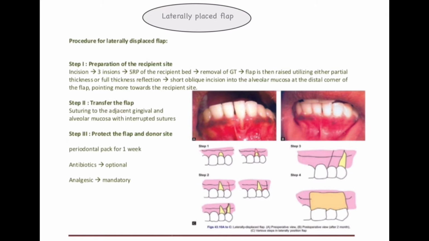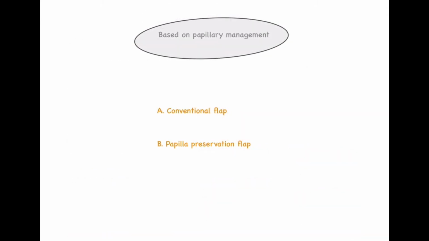Therefore, in cases of gingival recession, we can opt for either a laterally displaced flap or a coronally displaced flap. So moving on towards our last classification, that is based upon the papillary management. This papilla is nothing but our interdental papilla. Interdental papilla is that papilla which fills the interproximal spaces or occupies the gingival embrasure between two adjacent teeth. Based upon that we can classify it as either a conventional flap or a papilla preservation flap.